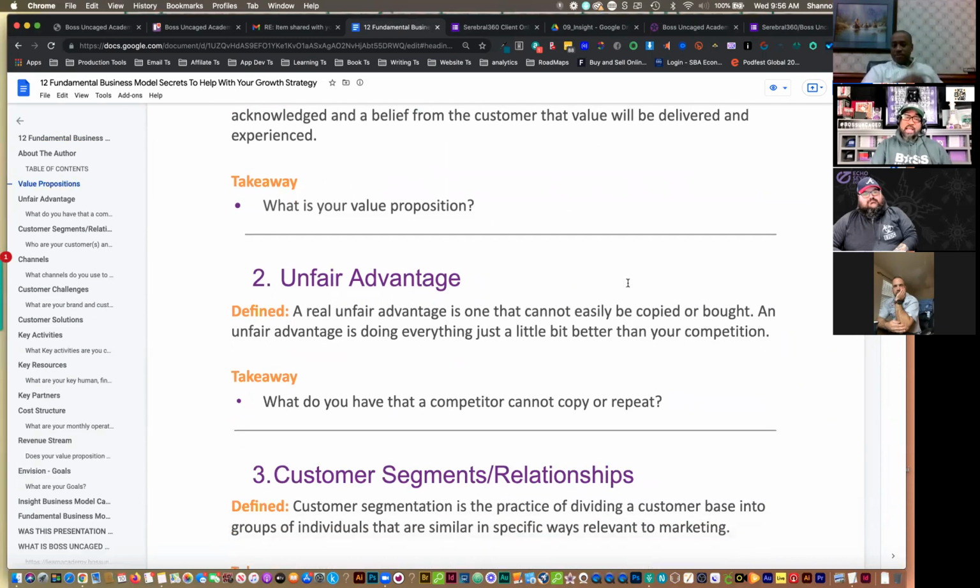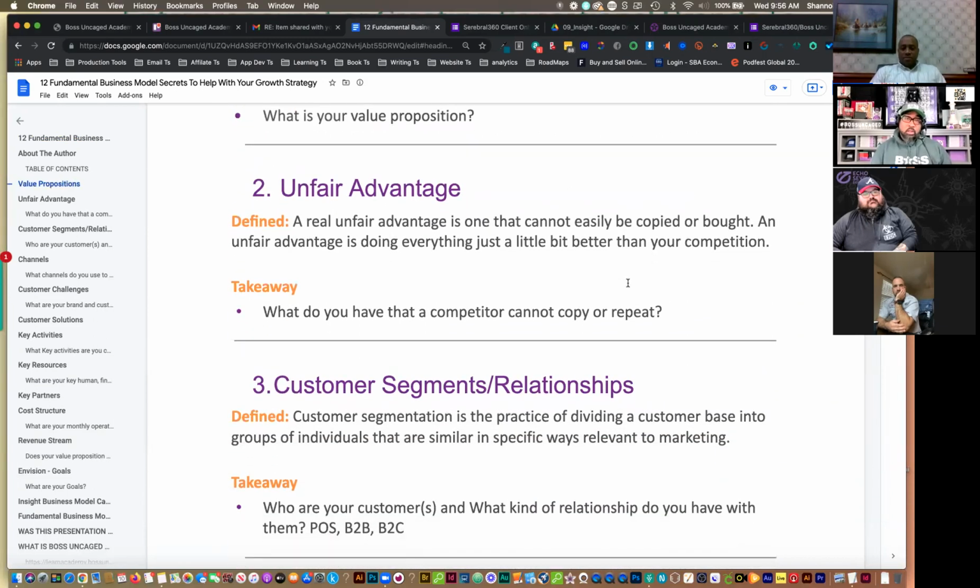Second to that would be the unfair advantage. An unfair advantage could be a trademark. It can be something that your clients cannot copy or replicate. It can be a system that you've created or developed. It can be software. So having an unfair advantage inside of your growth strategy is going to be key, because again, if somebody can't copy it, then it leads you to have more value than your competitors.